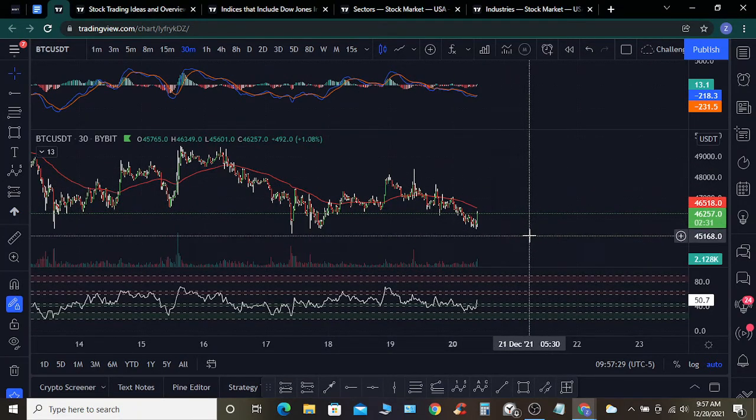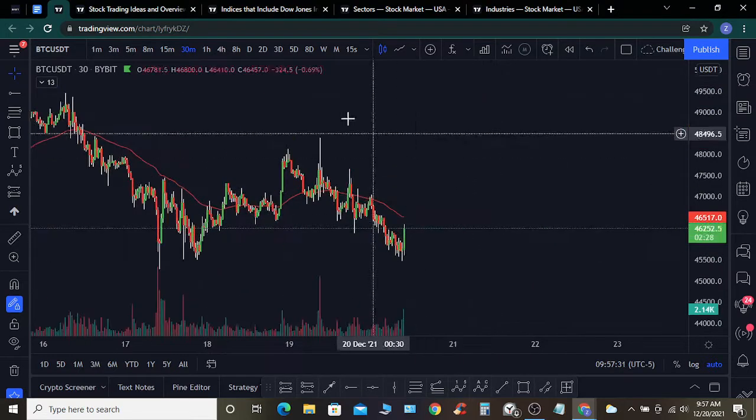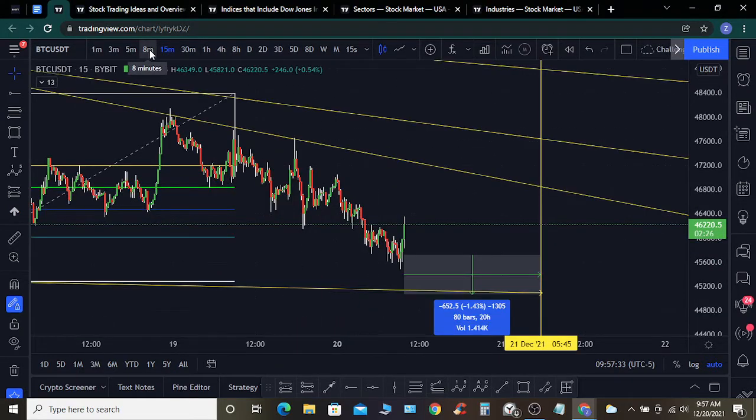Is there anything else that I could say? Well, my trade's looking very nice right now. Let's take a look at the lower time frames.